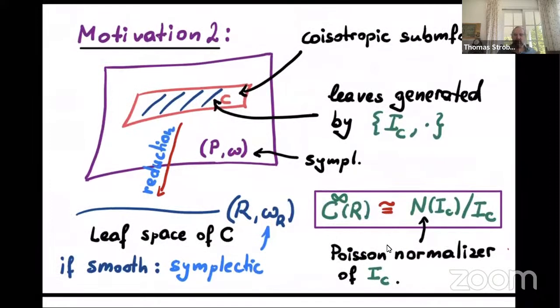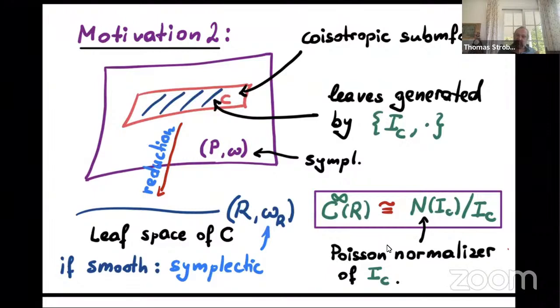And now in the context of coisotropic submanifolds, there is this notion of symplectic reduction, which is the second part of what we're interested in. Because the vanishing ideal I_C forms a Poisson subalgebra, its Hamiltonian vector fields are tangential to these leaves. And provided the leaf space on C of this foliation is smooth, then this leaf space carries a natural symplectic structure. This is the reduced phase space or reduced symplectic manifold.